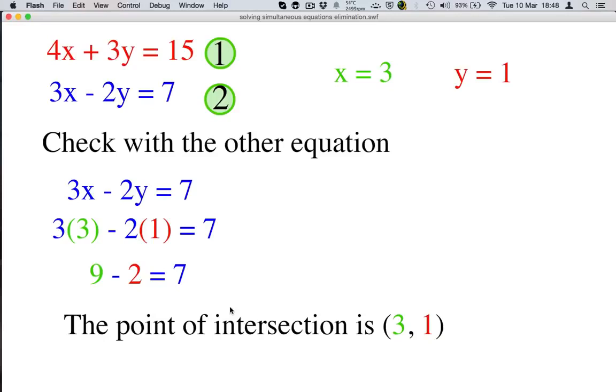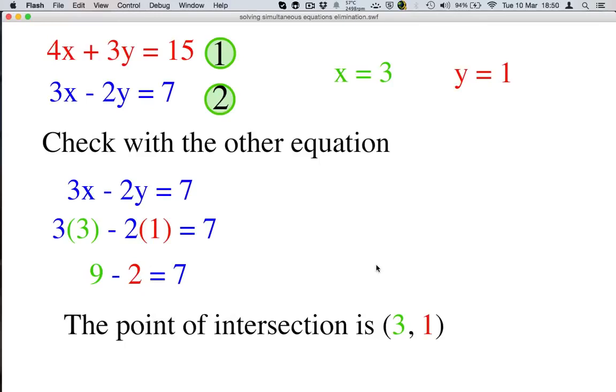Now this point of intersection is important if you are graphing them. This is where the lines would cross. So that's solved our first set of equations simultaneously using the elimination method.